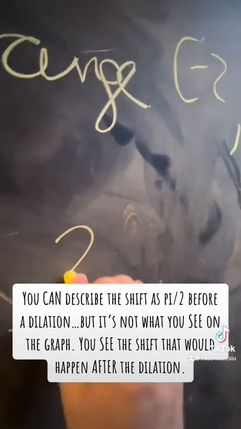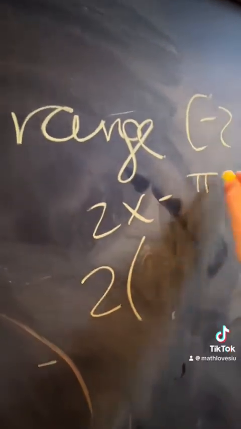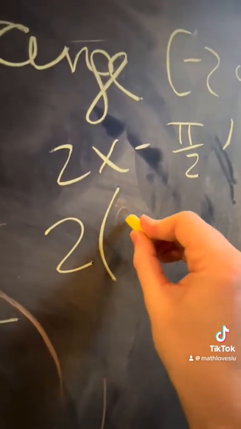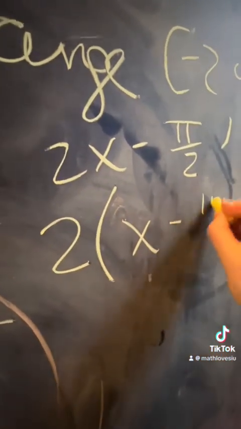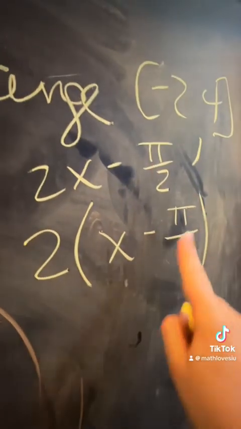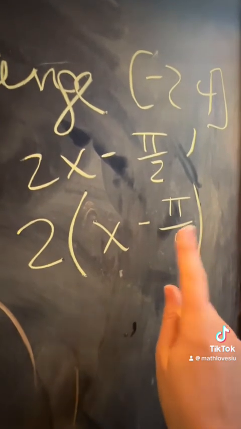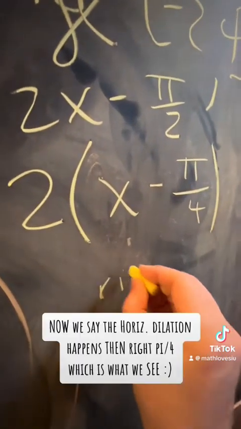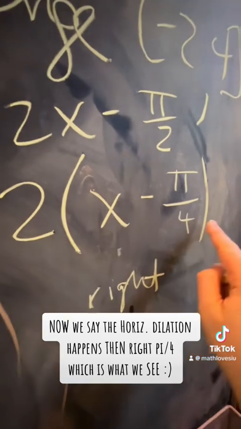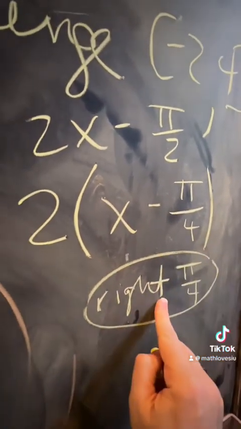If we factor the input, so it was 2x minus pi over 2. That's 2 times x minus pi over 4. So factor the input with me, the shift is the shift that you see. Now I say that minus pi over 4 is right pi over 4. So I'm going to keep that and hold that to the end.